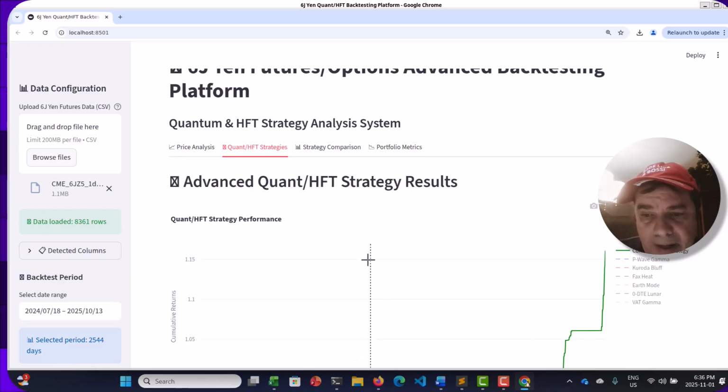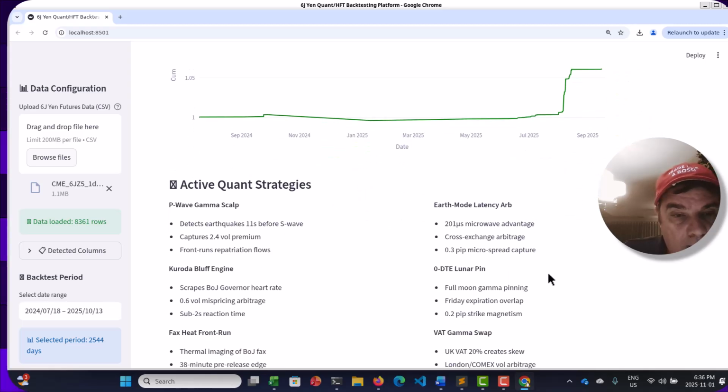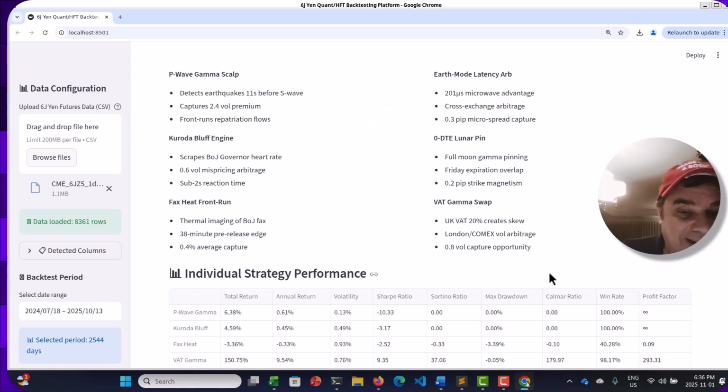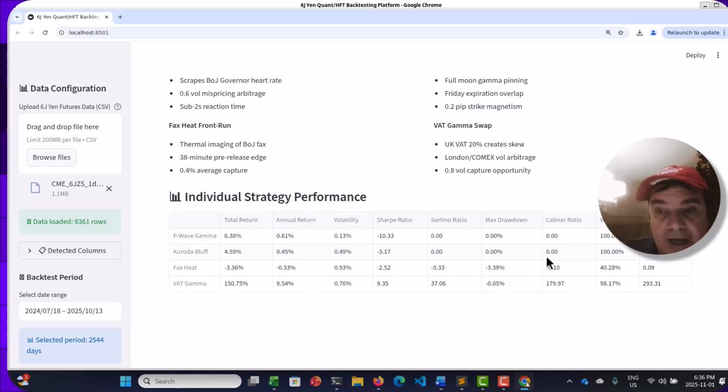All right. So you can see what's been going on here for July. Here are the different strategies right here. So again, these are using the same technique as what I've explained before with the euro. It's all these different HFT related strategies. So we got VAT, gamma. So here's the combined HFT strategy. So you can go from 1 to a 15% return. That's pretty incredible, actually, for a combined set of strategies.